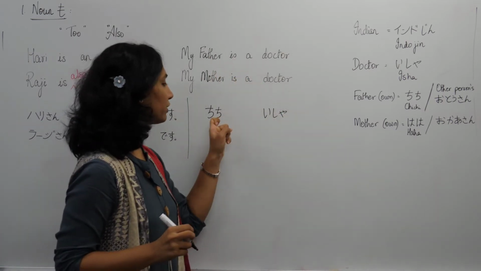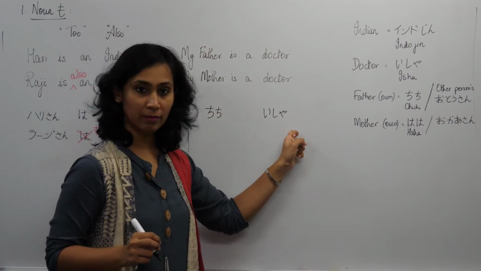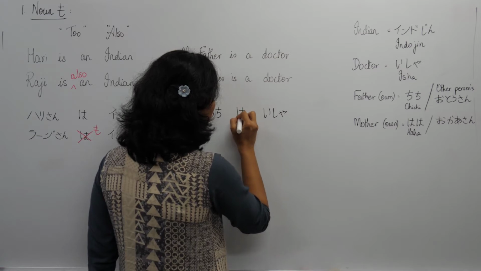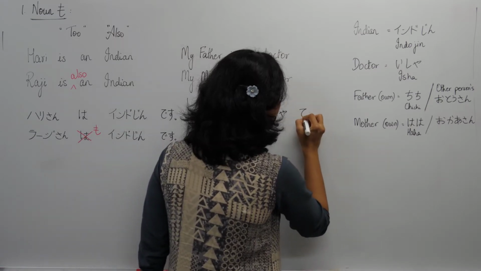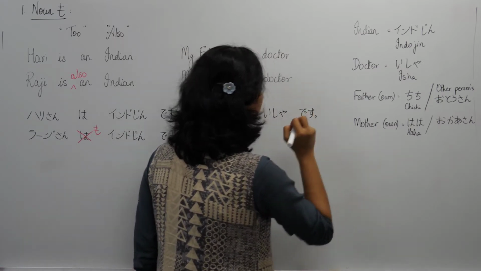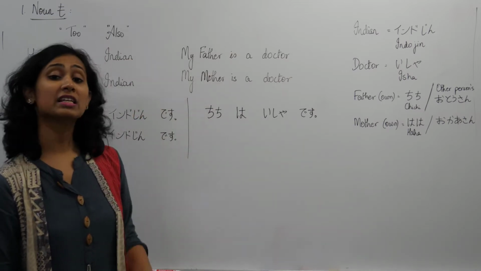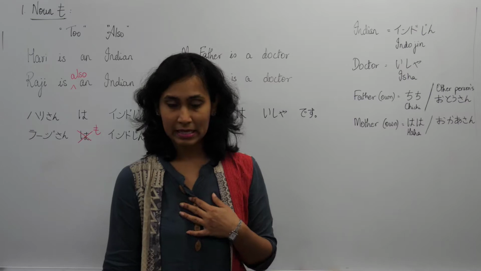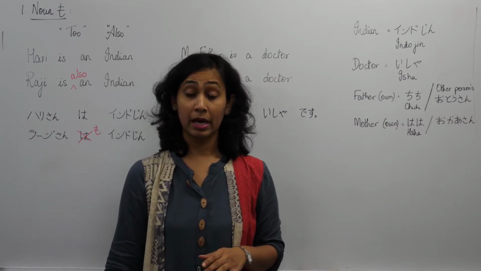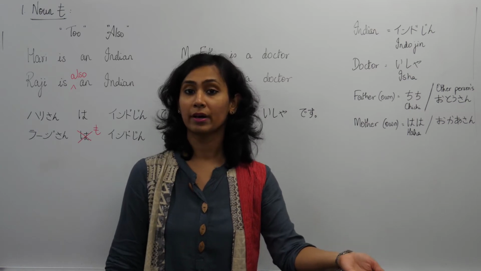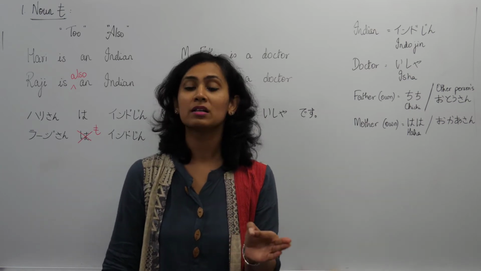Father is a doctor. I've written chichi and isha. Making this into a sentence. Chichi wa isha desu. It's a statement. Next, mother. If it is my mother, the word is haha. But if I'm referring to someone else's mother, then the word becomes oka-san.